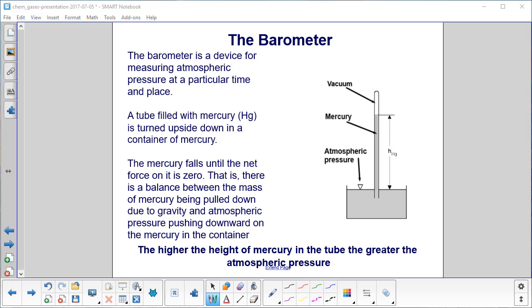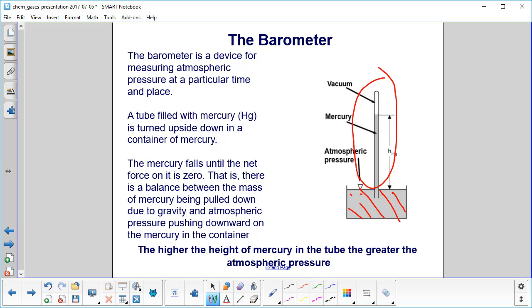The barometer. Perhaps you've heard of things called barometric pressure, or you've just seen barometers in stores. Well, here's what they are. It's a device for measuring atmospheric pressure at a particular time and place, and that place is wherever the barometer is. You take a tube, you fill it with mercury, and you turn it upside down in another container of mercury. The mercury will fall until the net force on it is 0.